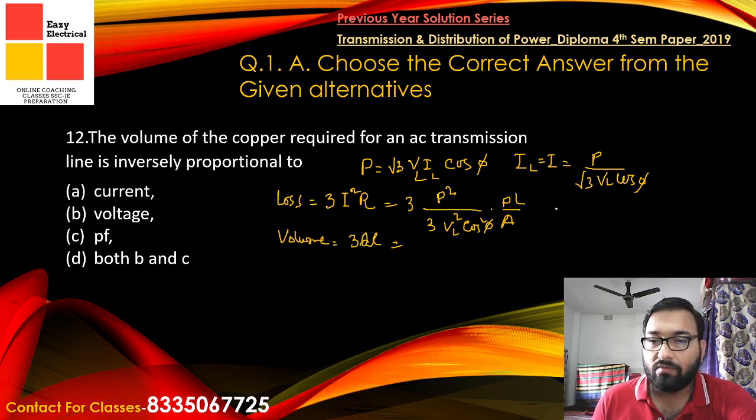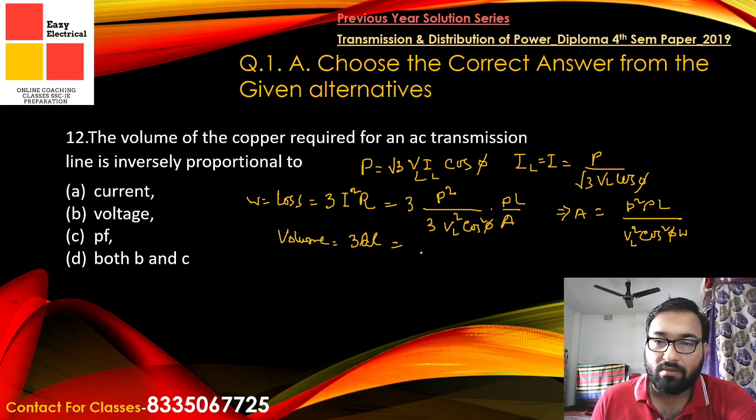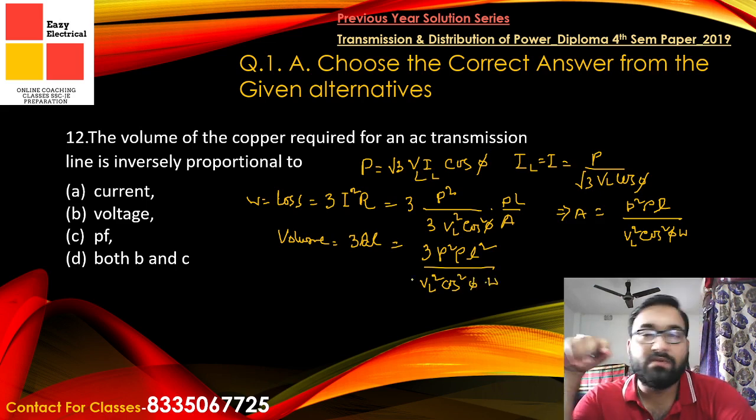If we replace, we can see one representation comes: if we consider the loss to be W, A will come out to be P square rho L divided by VL square cos square phi into W. Now if we replace here, the volume will come out to be 3 P square rho L, and there is an L here and also an L here, so L square divided by VL square cos square phi into W. So you can find that the question was a little bit incorrect.